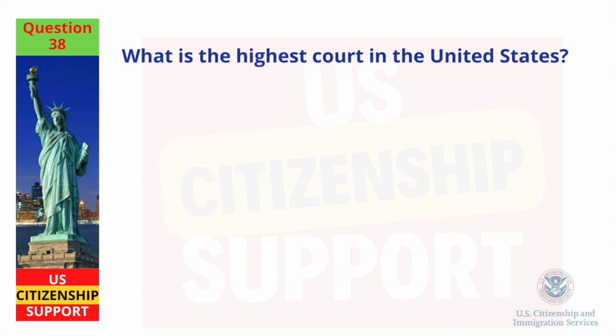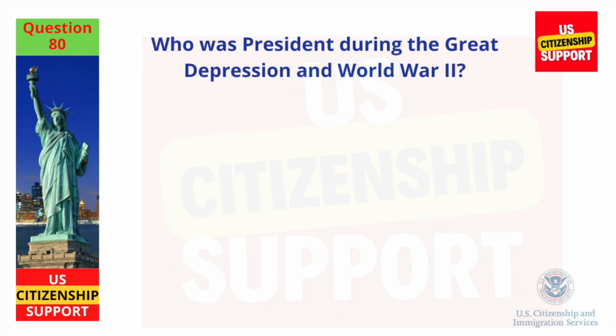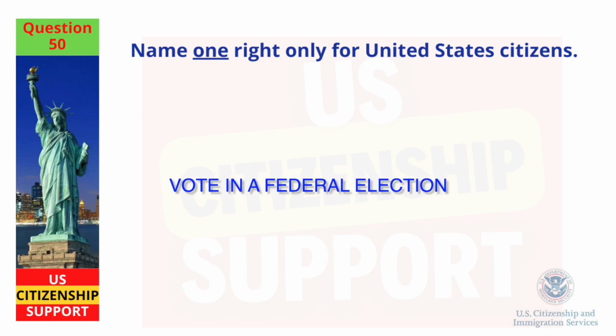What is the highest court in the United States? The Supreme Court. Who is the commander-in-chief of the military? The President. Who was president during the Great Depression and World War II? Franklin Roosevelt. Name one right, only for United States citizens. Vote in a federal election.